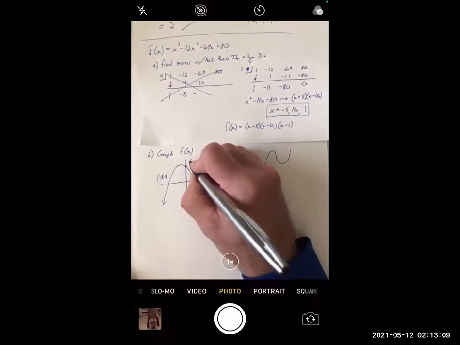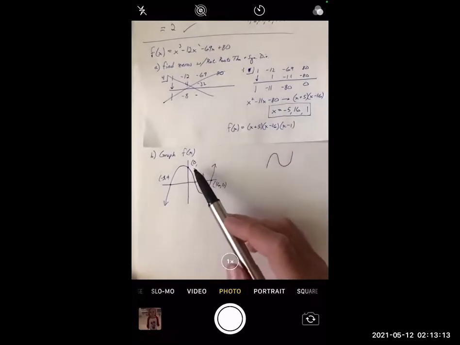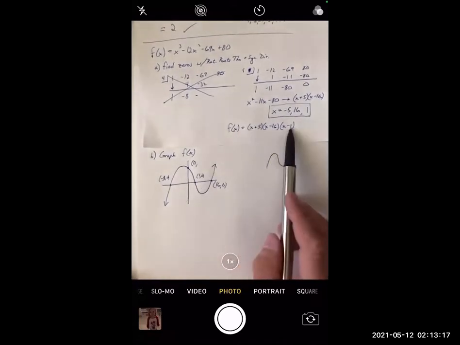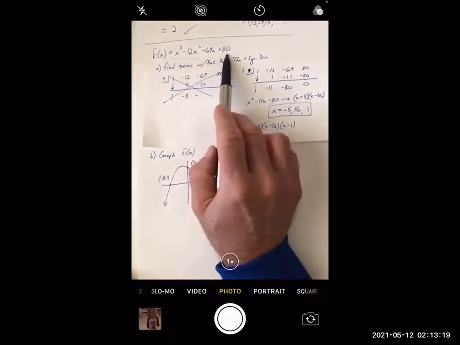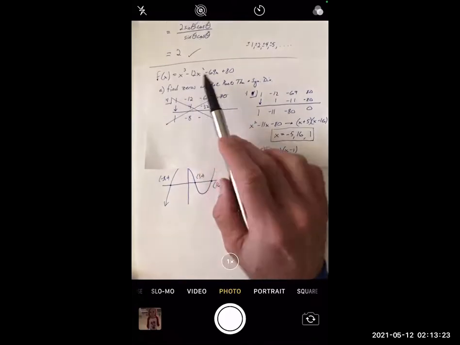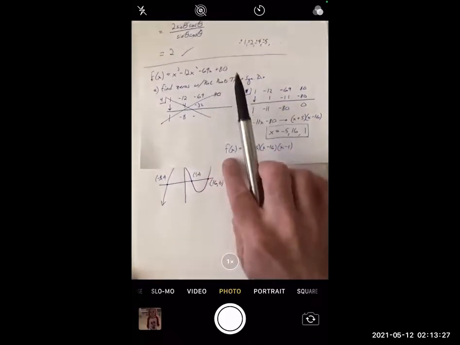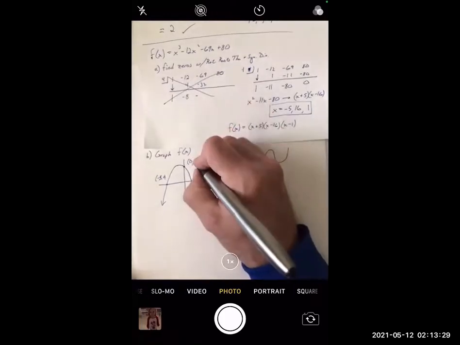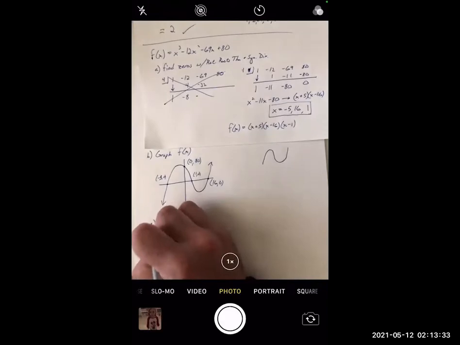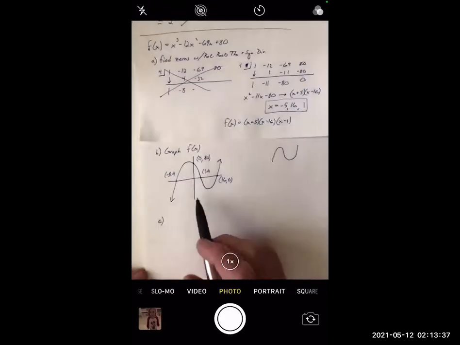And it wanted all intercepts, so you also have to give the y-intercept. So you can just plug in 0 for x, and you can use the factored one, or you can go up to the original. Using the original is probably easier, because if you stick in a 0, it'll knock any of those x's out, and you're left with just 80. All right, so there's the graph.